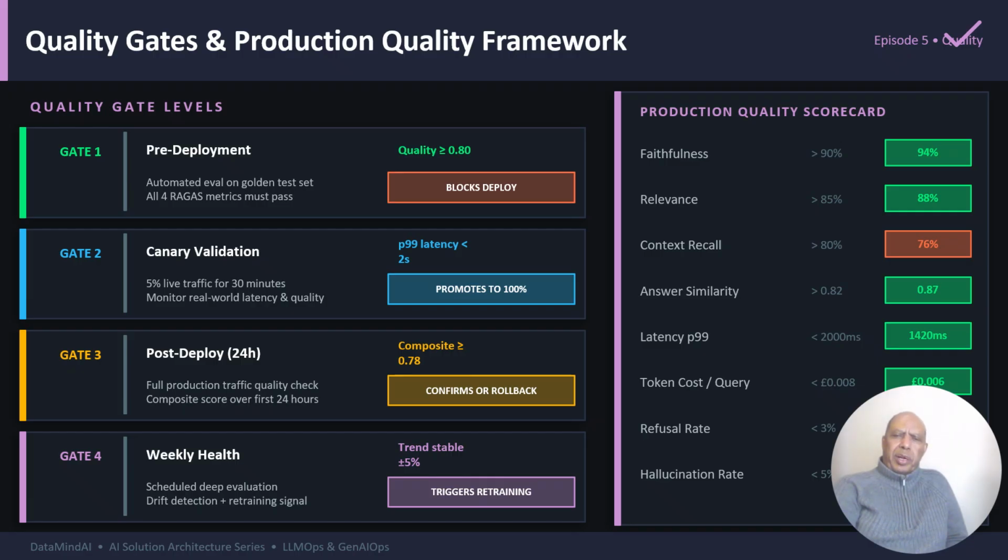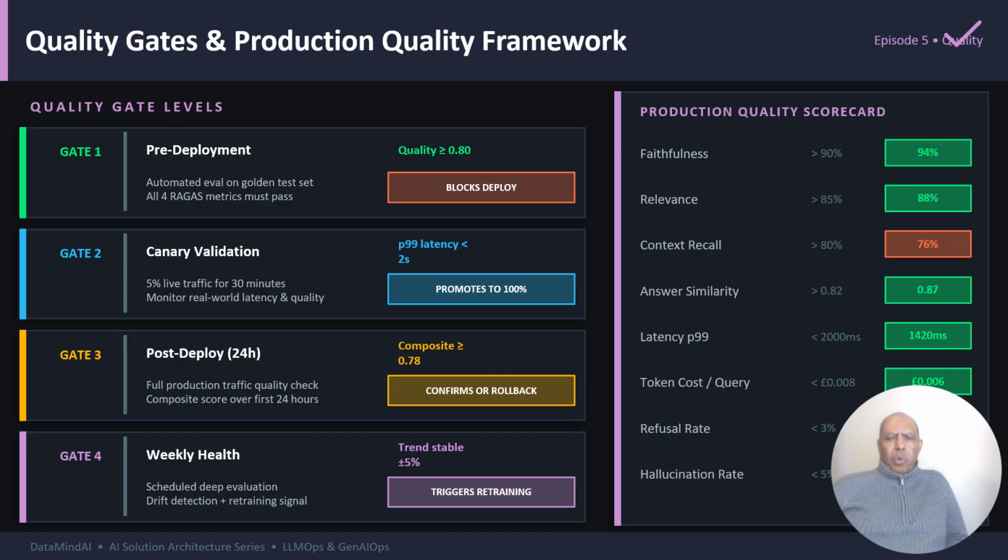So gate number 2 is canary: 5% of live traffic for 30 minutes, real users, real queries, but limited blast radius. If latency spikes or quality drops, automatic rollback. 30 minutes is enough to catch most issues without significant user impact. Gate number 3 is post-deployment confirmation. The 24 hour window matters because some issues only surface with real usage patterns. Overnight traffic behaves differently from peak hour days. So day one post-deployment is when you are on alert.